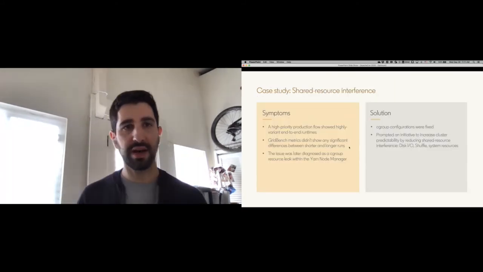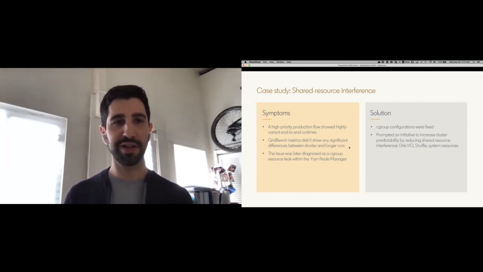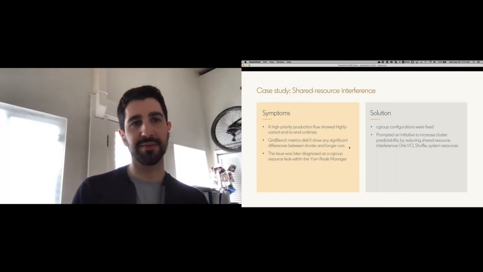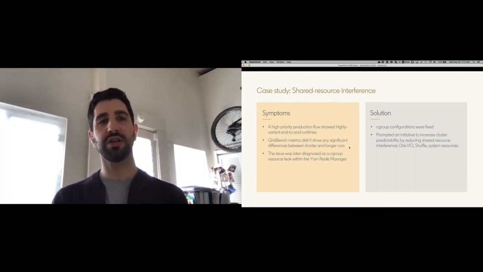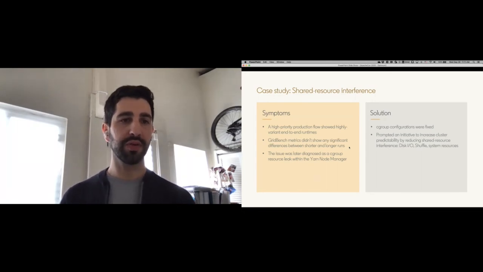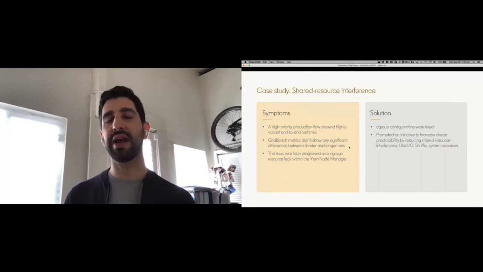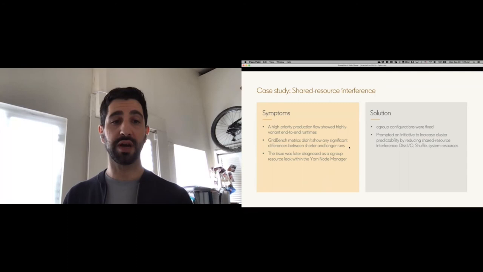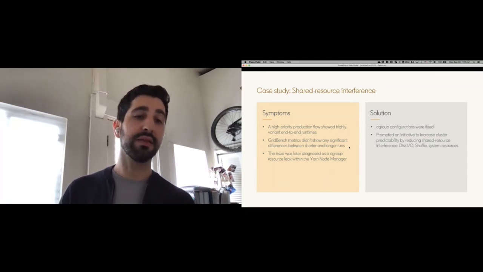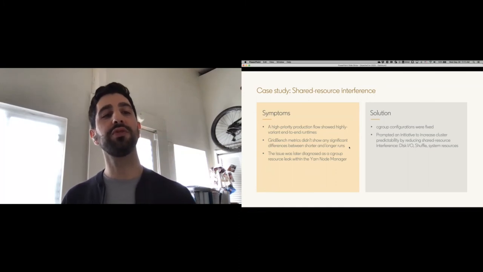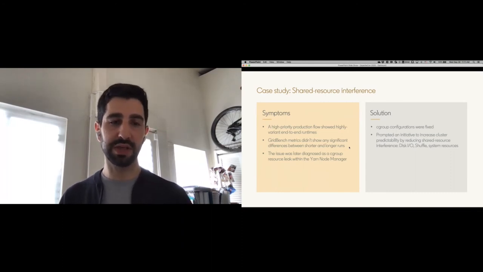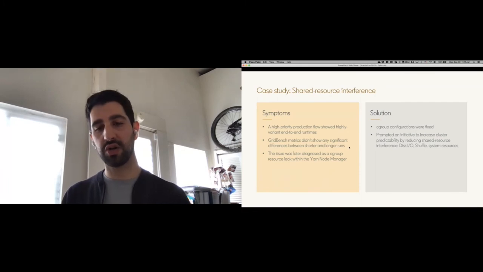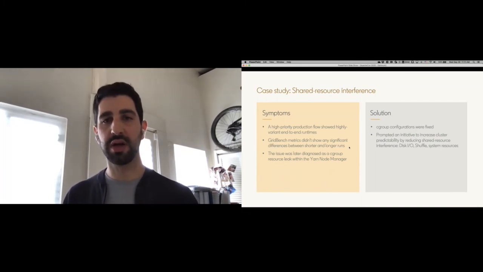All right, a quick case study. I'm going to go over this quickly because I want to leave enough time for Q&A. Something interesting that we've seen in our cluster regarding shared resource interference. At one point, we saw a high priority production flow that showed highly variant end-to-end runtimes and kind of missing SLAs. The GridBench metrics didn't show any significant differences that we were able to highlight and figure out what's wrong. Digging deeper into each particular node, we were able to see that there was a misconfigured C group that created a resource leak between CPUs and caused another job to consume most of the compute resources for our job that we're interested in.